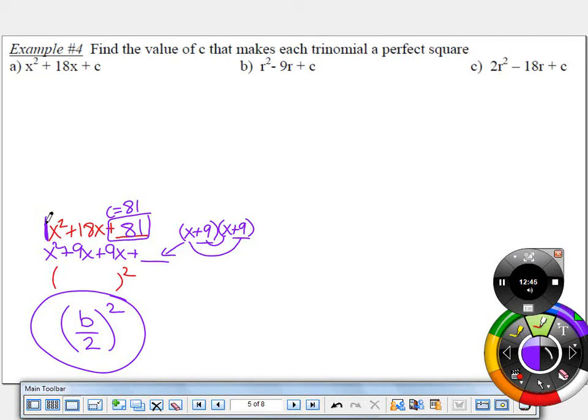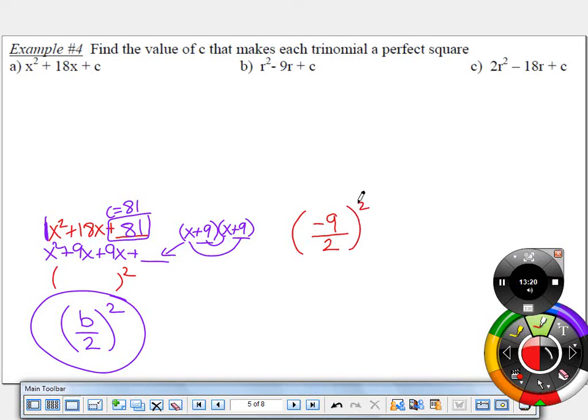So essentially, we're going to make everything have a 1x squared here. Then we can use this process to figure out this number at the end, okay? So if I look at the second example, r squared minus 9r plus c, and I'm trying to figure out what goes in the c spot, let's walk through this process. Our coefficient's 1, so that's good. I should then go to the b, the negative 9. That's our b value. We want to cut it in half, and then we want to square it.